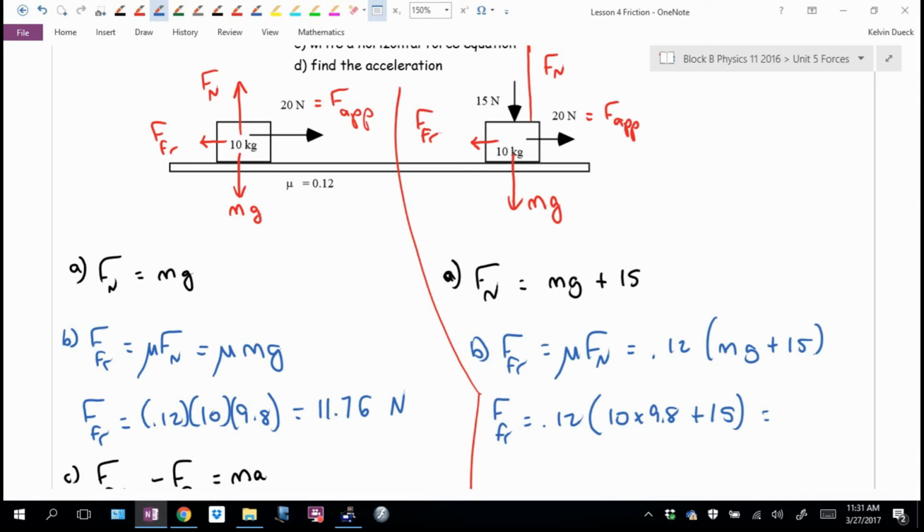Well, 10 times 9.8 is 98, plus 15 is 113. Yeah, I can do this in my head. It's going to be 11.3 plus 2.26, 13.56? Yeah. Units, Connor, it's a force. Yeah. Newtons. By the way, you'll notice we got a bigger force of friction because pushing down on something does make it harder to slide. Bigger than 11.76. Now, what if this had been bigger than 20? Then I would have revised my diagram and I would have said, this thing isn't moving. Not going anywhere. You haven't overcome friction yet.